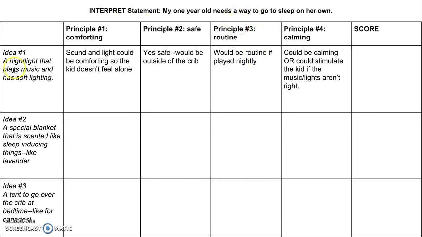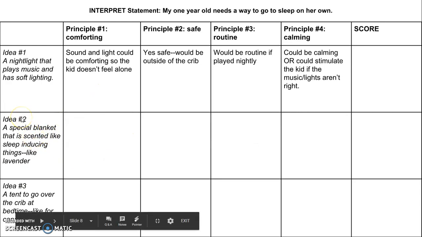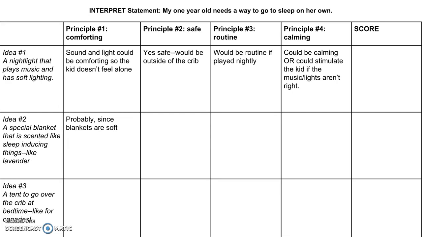So I've analyzed an idea all the way across against each. Then you repeat that for idea 2 and idea 3. So idea 2, how about the comfort thing? It would probably be comforting because a blanket is soft, so it would work well for that principle. But for safety, though, kind of less safe.